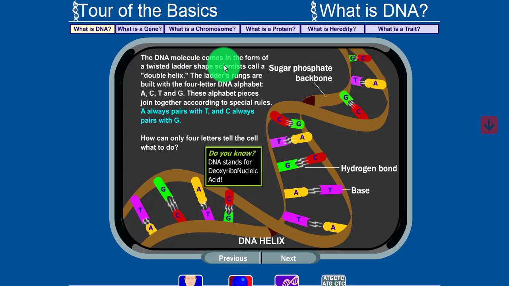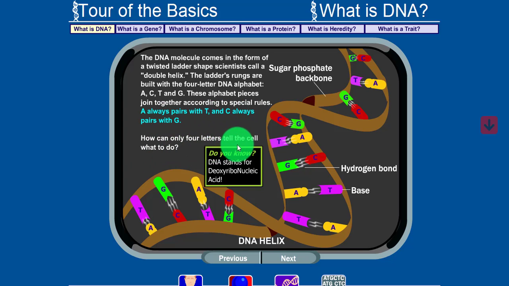The DNA molecule comes in the form of a twisted ladder shape, called a double helix. The ladder rungs are built with the four-letter DNA alphabet: adenine, cytosine, thymine, guanine. These letters are joined together according to special rules. A always pairs with T and C always pairs with G.